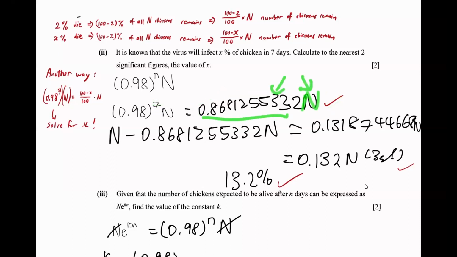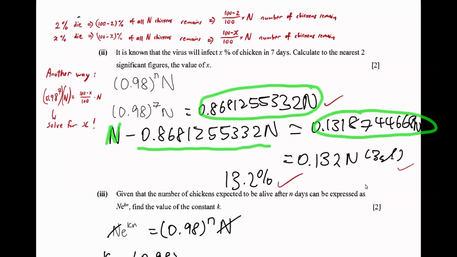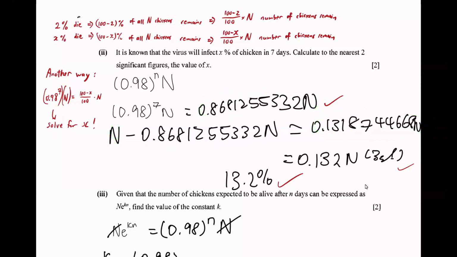Remaining percent of chicken multiplied by n gives you the remaining number of chickens. Then if you take the original number n minus this remaining, that gives you the number of chickens that died, right? So in this case, that's really just 0.132, which is 13.2% of n. So that is equivalent to this X% of chickens that got infected and were then culled and died. The moment you get infected, you're culled. So that's one way to do it.